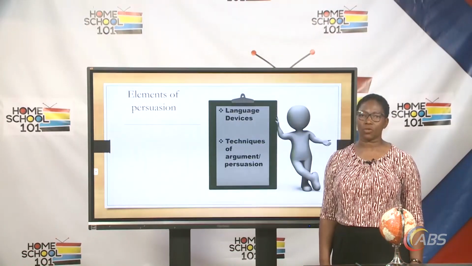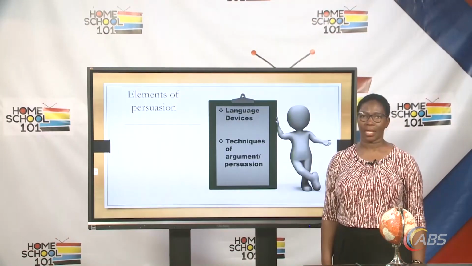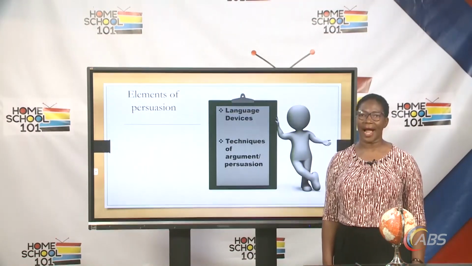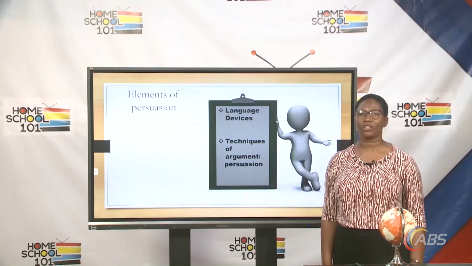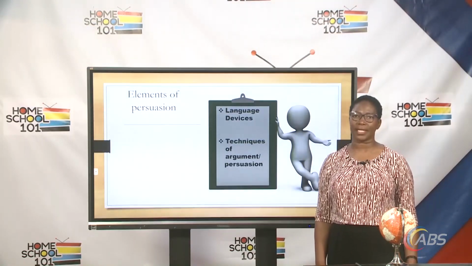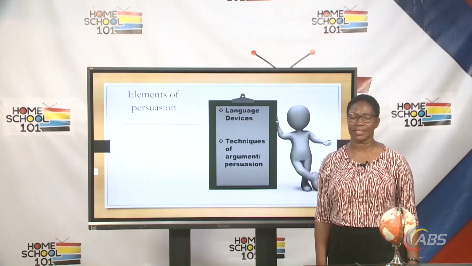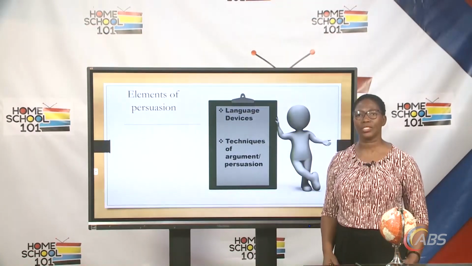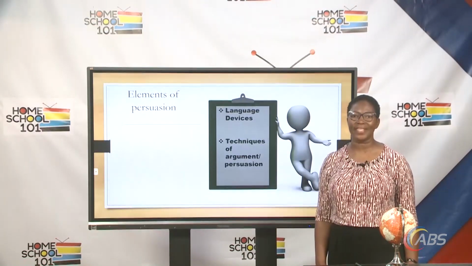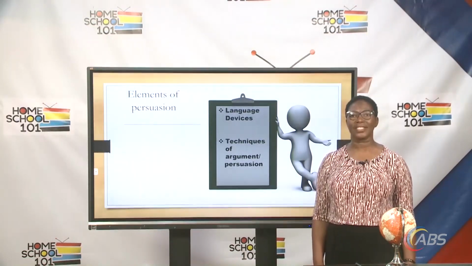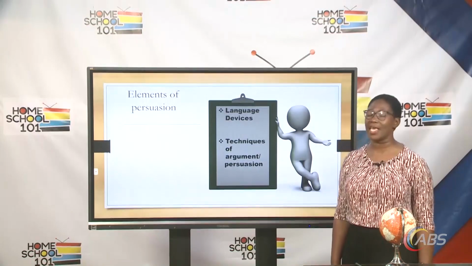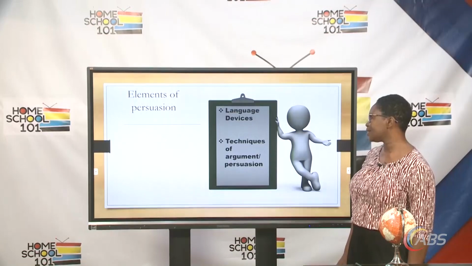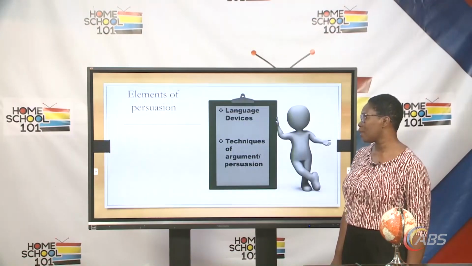Now, this is the crux of the matter. You might have determined that the writer's purpose is to argue a position or to convince the readers of a particular claim by giving reasons. You might have determined the audience. But how does the writer go about convincing you of his position? What he or she does is make use of language devices and techniques of argument or persuasion.